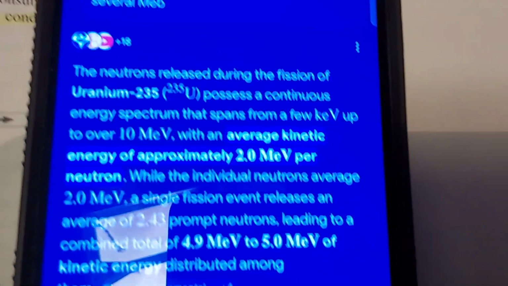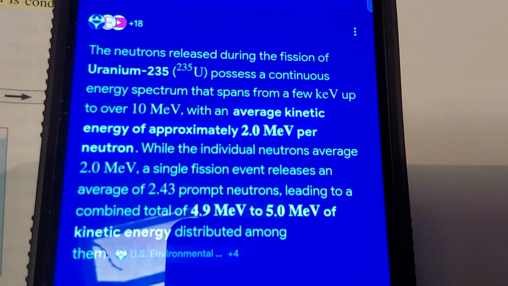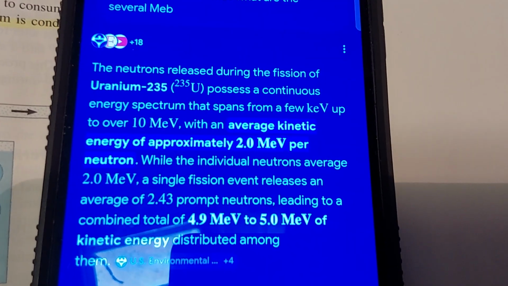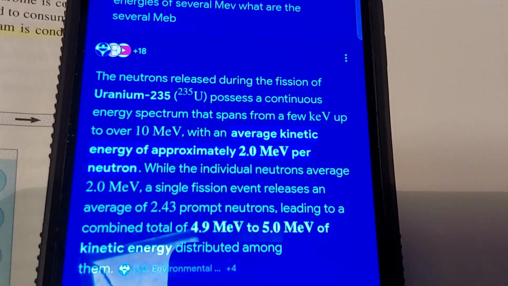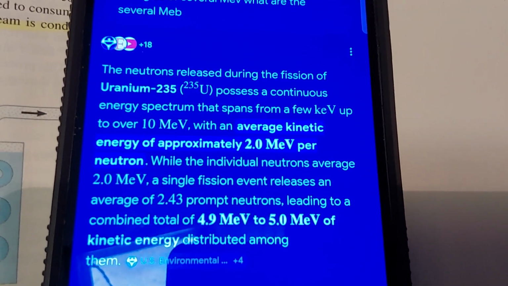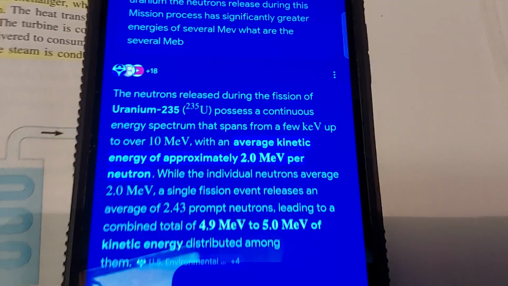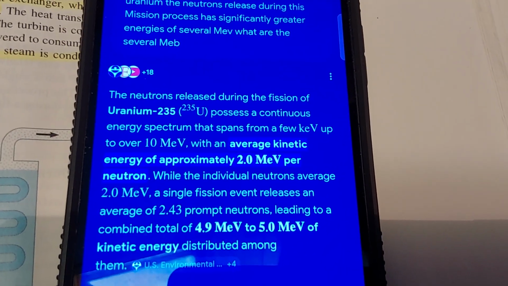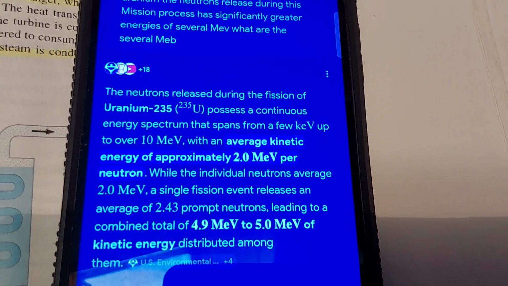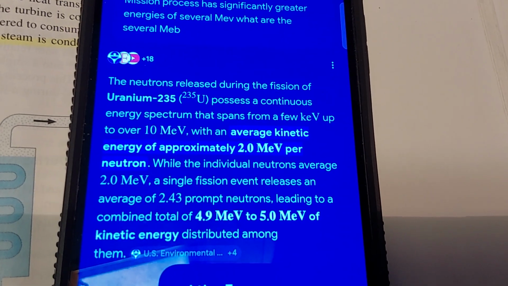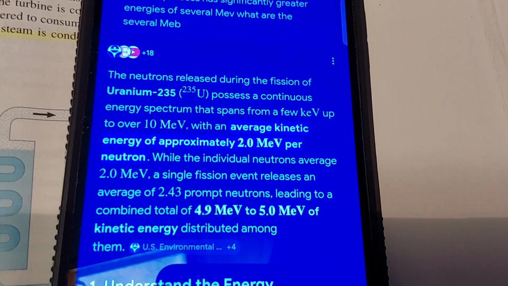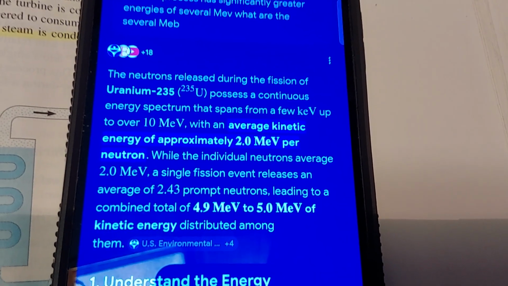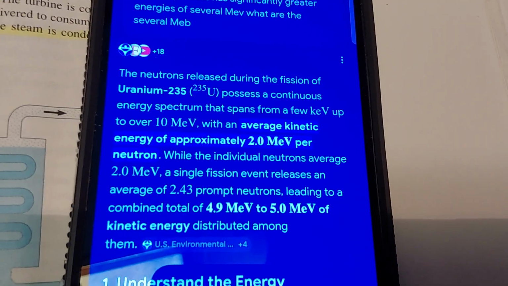Here, read this over here. This will give you a better idea. The neutrons released during the fission of uranium-235 have a continuous energy spectrum that spans from a few kilo electron volts up to over 10 mega electron volts, with an average kinetic energy of approximately 2.0 million electron volts per neutron. While the individual neutrons average 2 MeV, a single fission event releases an average of 2.43 neutrons, rounded to 2.5.